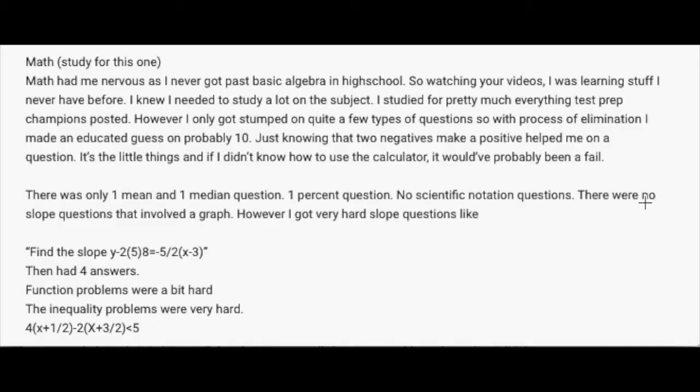It's the little things, and if I didn't know how to use the calculator, it probably would have been a fail. There was only one mean and median question, 1% question, no scientific notation questions. There were no slope questions that involved a graph. However, I got very hard slope questions like this, and the person gave a couple examples here. So if you need to do math still, hopefully this helps you out.